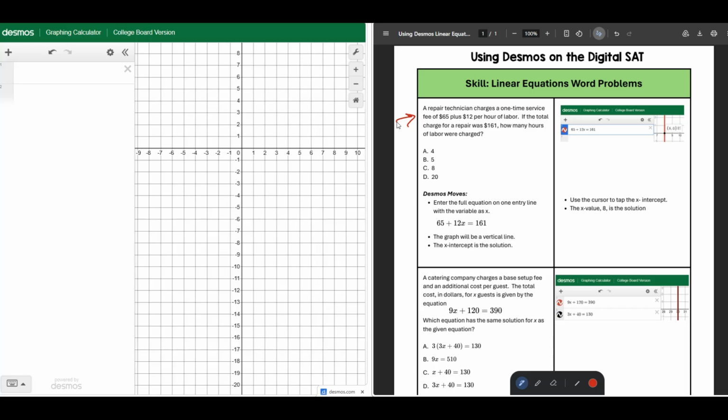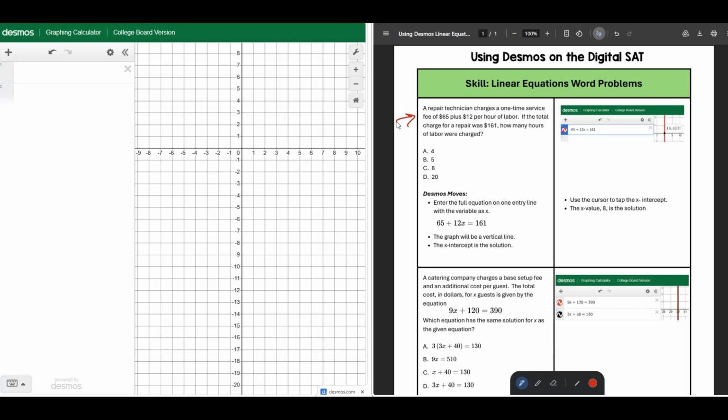A repair technician charges a one-time service fee of $65 plus $12 per hour of labor. If the total charge for a repair was $161, how many hours of labor were charged?